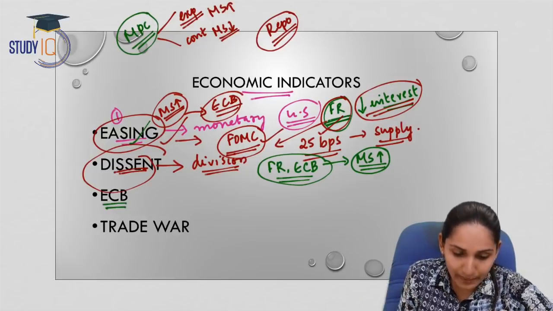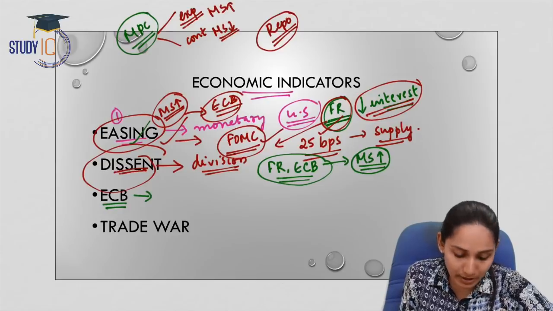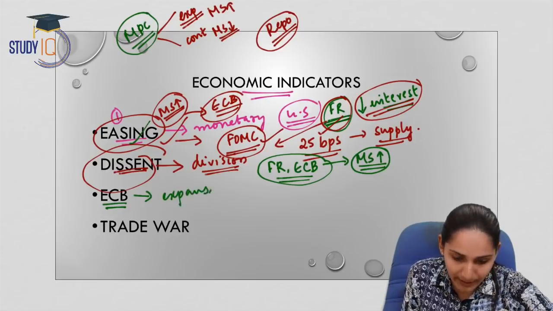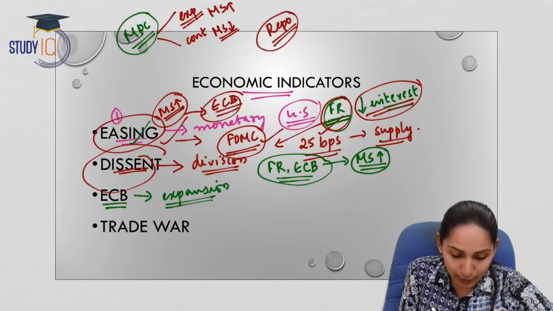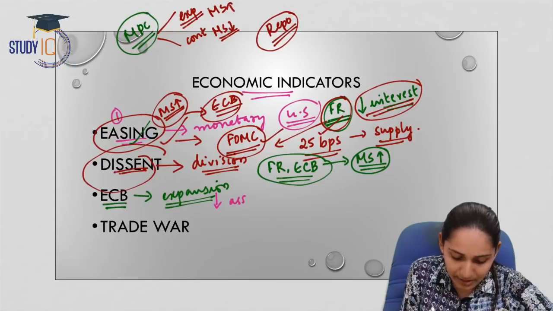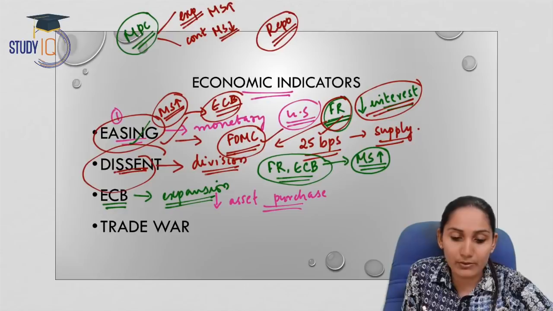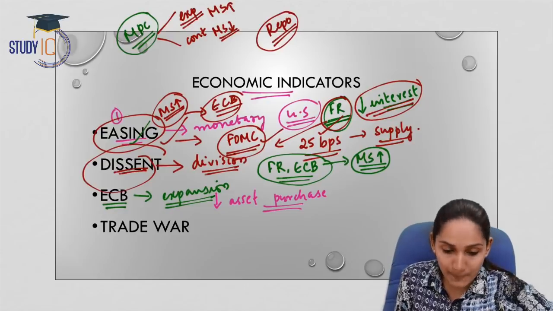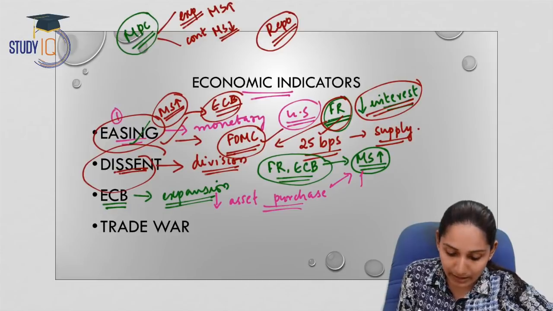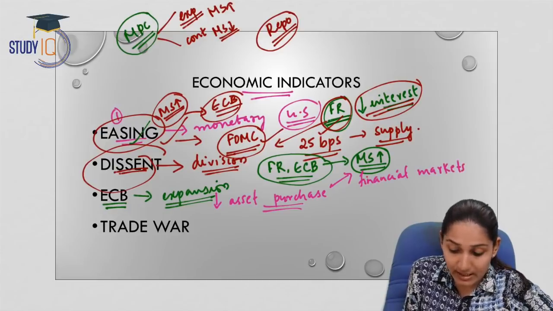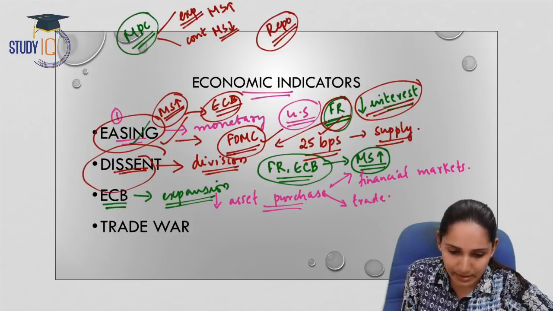Now when we come to the European Central Bank, it has also adopted a policy of money supply expansion, and as a policy measure it has adopted a policy of asset purchase. By asset purchase, the bank is injecting more money into the economy. So this announcement of the asset purchase could lead to a dislocation in the financial markets. There would be changes in the financial market, and this can also escalate trade related tensions.